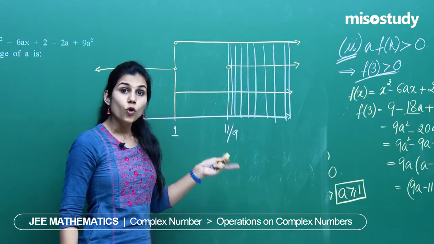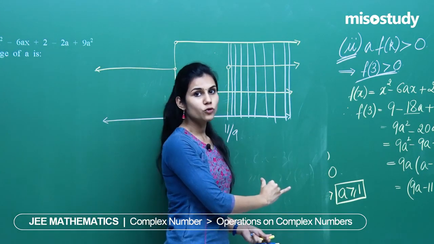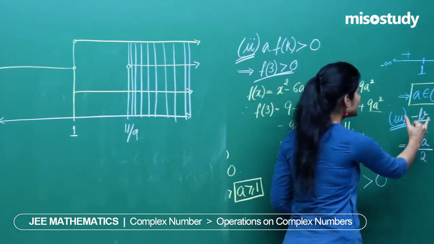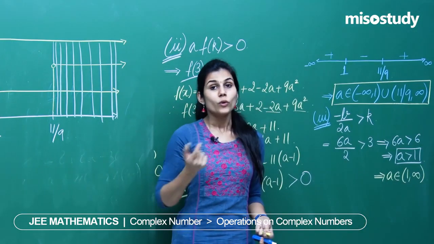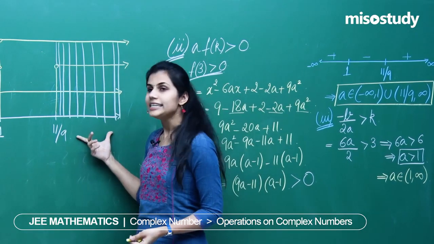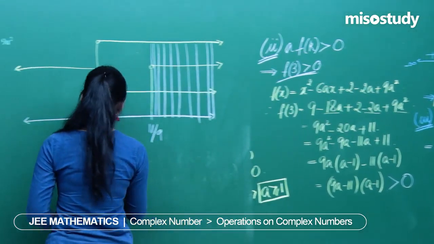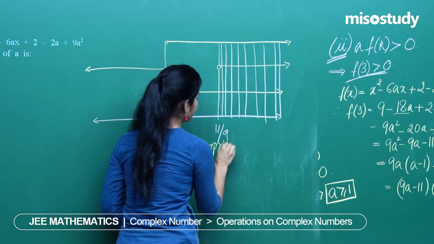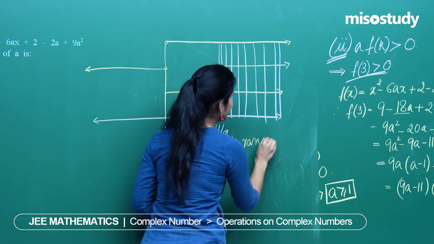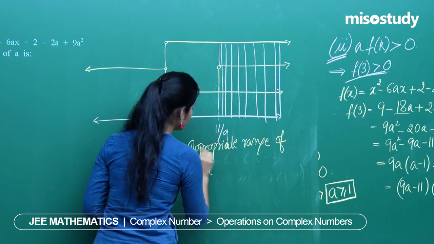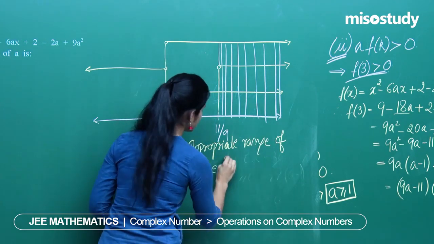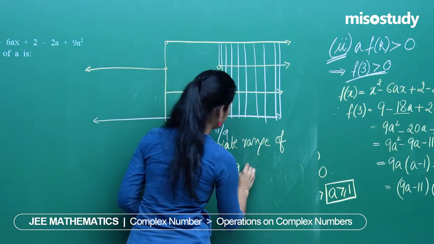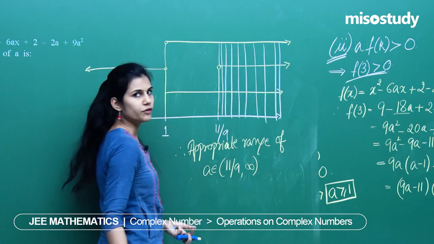That means those A's for which the discriminant will be non-negative, A into f of k will be positive, and minus b upon 2a will be greater than k. Which A's are there? The A's are these A's. Therefore, the appropriate range of the unknown A given in the question is 11 by 9 open, comma, infinity, because it's not included over here.